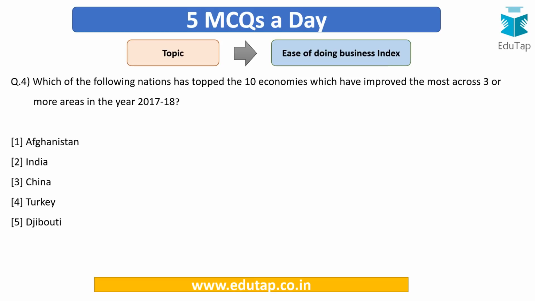Okay, question number 4. Which of the following nations has topped the 10 economies which have improved the most across 3 or more areas in the year 2017 to 18? So in the past year, which of the following nations has topped in regards of the most improvement? Is it Afghanistan? Do you think it's China, India, Turkey, or Djibouti?